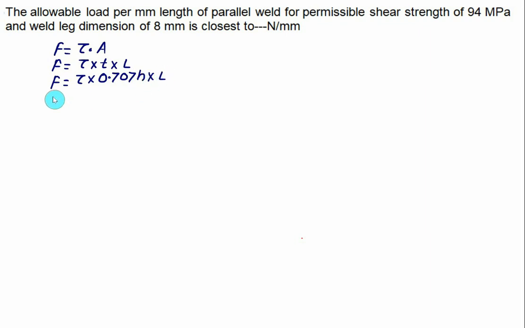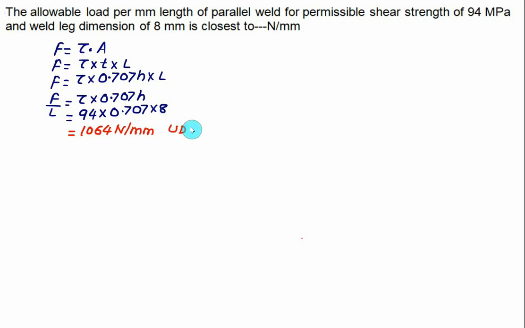So in this case we have F by L is equal to tau multiplied by 0.707 multiplied by H. Here we have shear stress equal to 94 megapascal and the value of leg size equal to 8, multiplied by 0.707 and leg size equal to 8. This answer is very close to 1064 Newton per mm. This unit is analogous to UDL, uniformly distributed load.